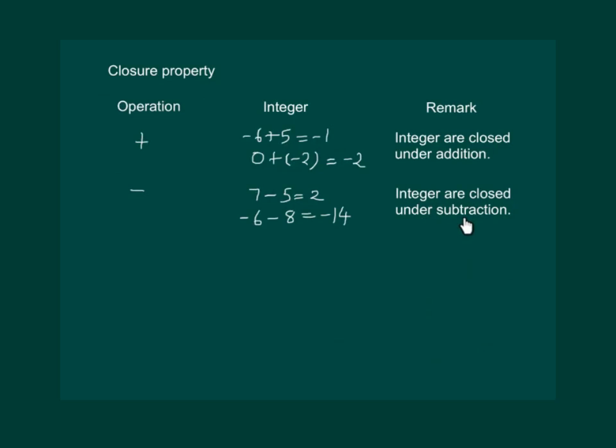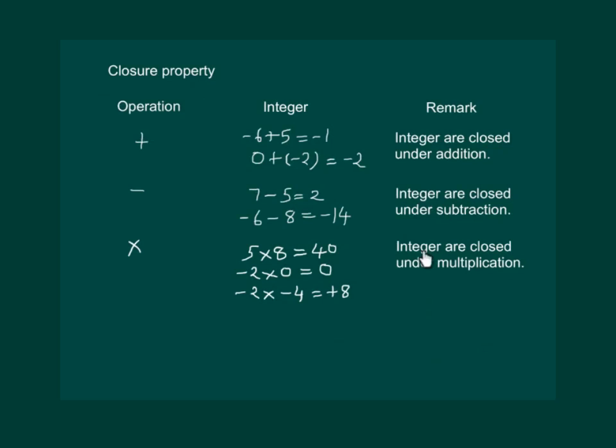Let us now check for multiplication. If we multiply 5 with 8, we get 40, which is an integer. Let us multiply minus 2 with 0. We get 0, which is an integer. If we multiply minus 2 with minus 4, we get plus 8, which is again an integer. That means that integers are closed under multiplication.